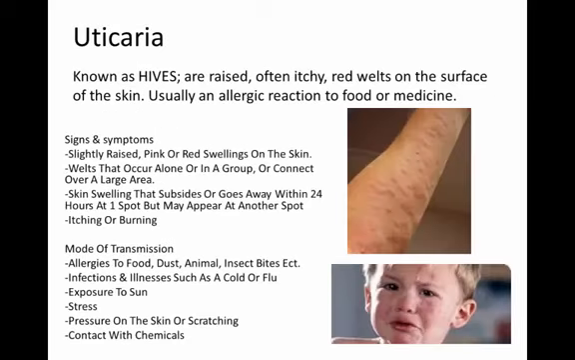Urticaria is also known as hives. They are red, often itchy welts on the surface of the skin. It's usually an allergic reaction to food or medicine. Signs and symptoms include slightly raised, pink or red swelling on the skin, welts that occur alone or in a group or connect over a large area, skin swelling that subsides or goes away within 24 hours at one spot but may appear in another spot, itching, and burning. The causes can be allergies to food, dust, animals, and insect bites, infections or illness such as the cold or the flu, exposure to sun, stress, pressure on the skin or scratching, and contact with chemicals.